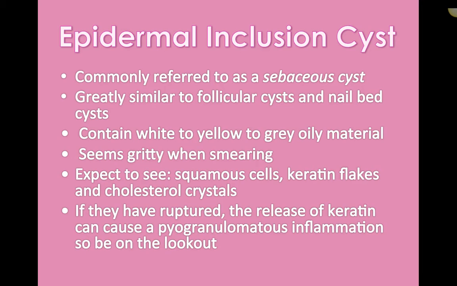And that's in part due to the breakdown of numerous keratinocytes that are sitting within that inclusion cyst. You'll expect to see some squamous cells, keratin flakes, and lots of cholesterol crystals. If the sebaceous cyst has ruptured, the release of keratin can cause a pyogranulomatous inflammation. So you could be on the lookout for that. I have a couple of samples where the dog has ruptured their sebaceous cyst either through accidental trauma or self-mutilation, and right away, because of the release of keratin, you can get a pyogranulomatous inflammation.